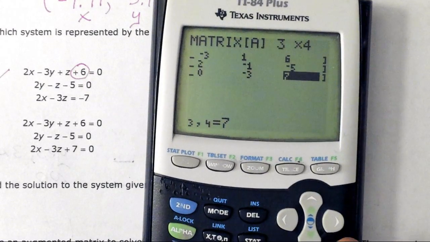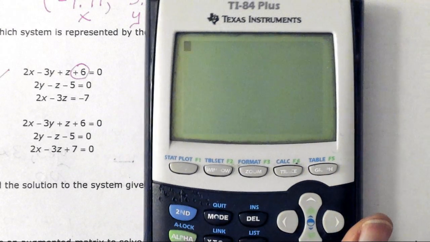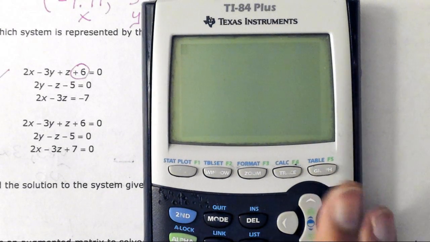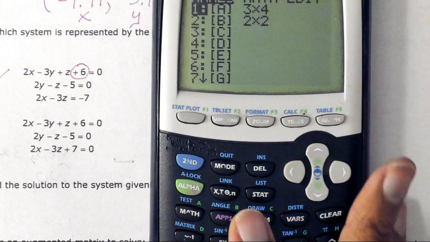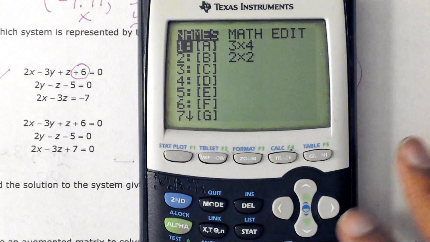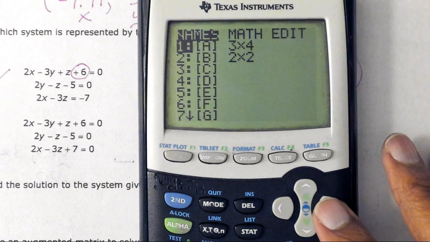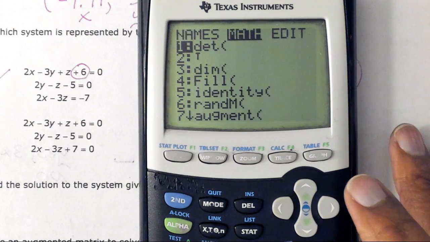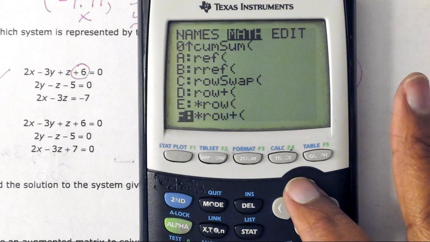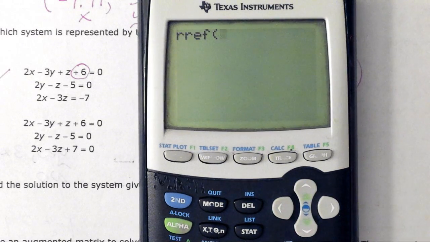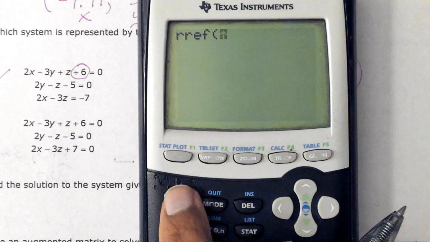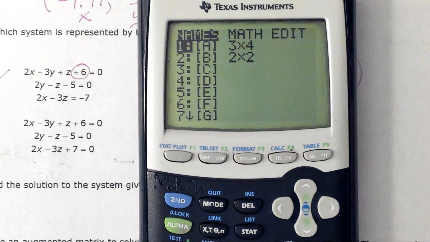Second quit takes us back to our regular screen. Now we're going to go choose that matrix again. So we got to go to second matrix. But we're calculating. Where do we go? Someone knows it. I know you know it. We're going to math, and we're going to go right up to RREF. Press enter. Go back and select your matrix one more time.